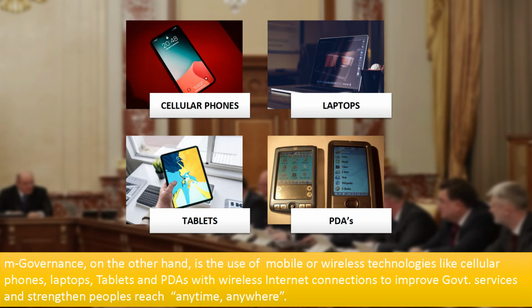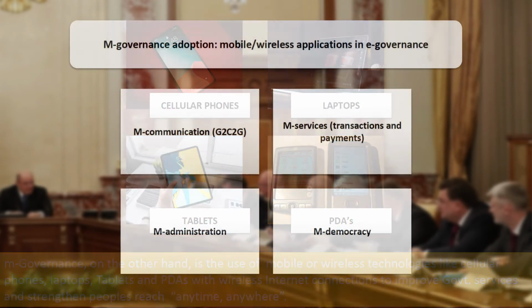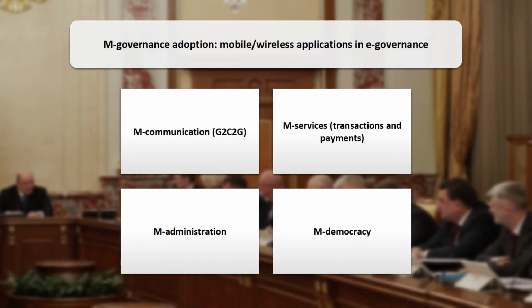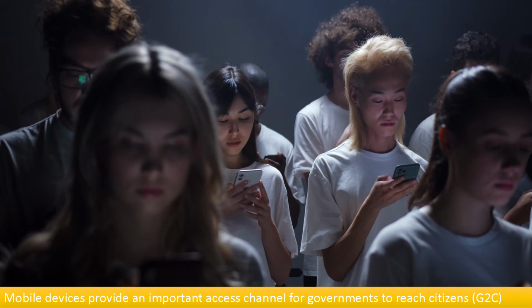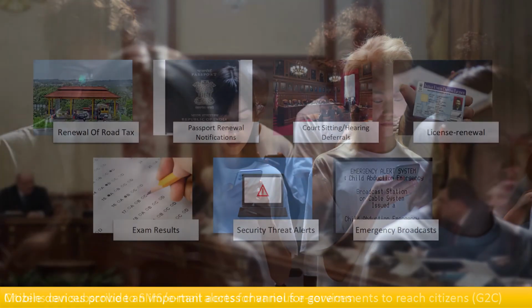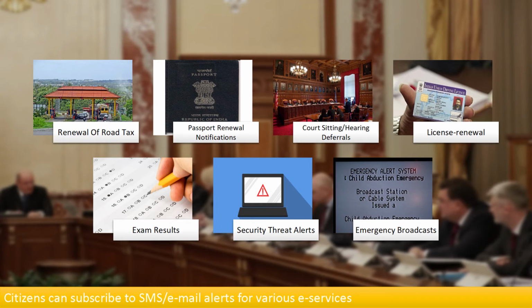So if we talk about m-governance adoption, there is m-communication, which is G2C, G2G, m-services, transaction and payment, m-administration and then m-democracy. These are the new terminologies which are coming up, and it is a new philosophy taking into consideration the legacy approach we have. M-communication: mobile devices provide an important access channel for government to reach citizens. Citizens can subscribe to SMS and email alerts for various e-services, such as renewal of road tax, passport renewal notification, court sitting, license renewal, exam results, security threat alerts and emergency broadcast.